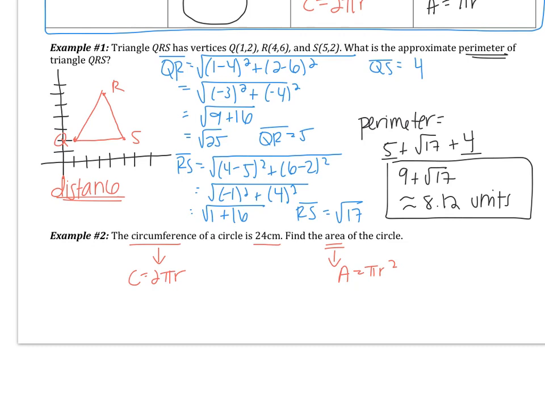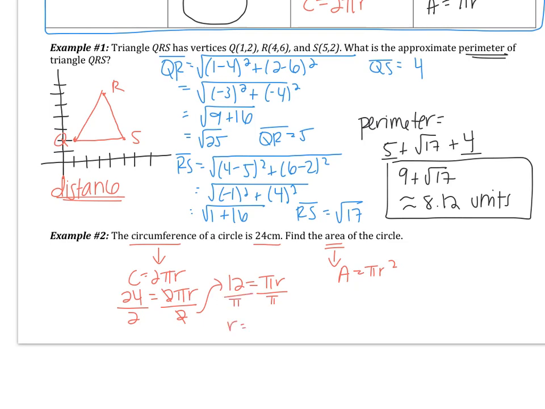So my circumference is 2 pi r, but I'm told that the circumference is 24. So 24 equals 2 pi r, and I need to solve for the radius. I'm going to divide both sides by 2. 24 divided by 2 is going to give me 12. My 2's cancel, so 12 equals pi r. I'm interested in the radius, not the pi, so I'm going to have to divide by pi.